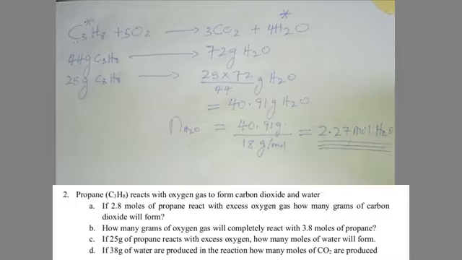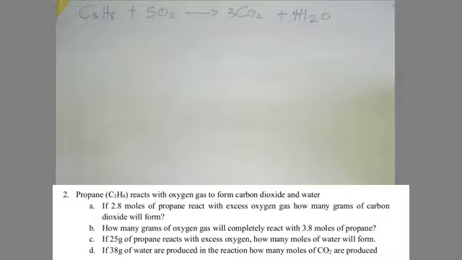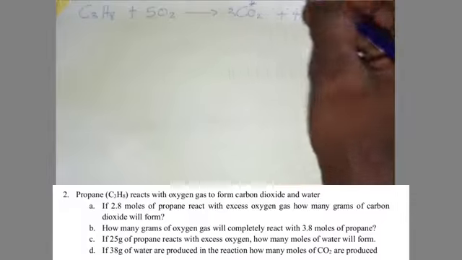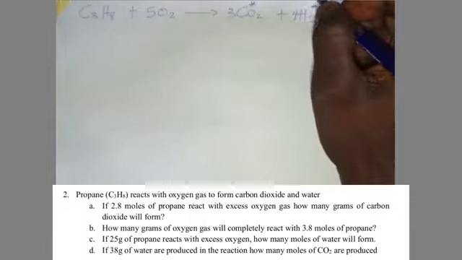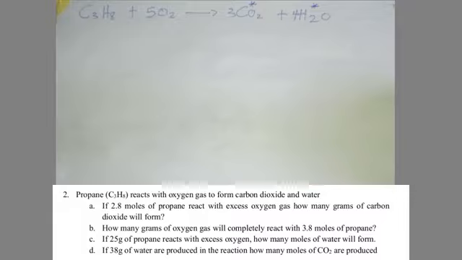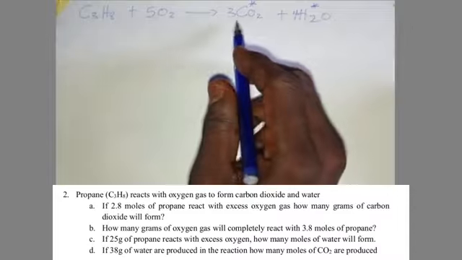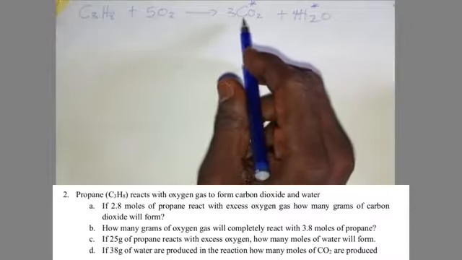Let's go to the D part of the question now. The D part of the question says, if 38 grams of water are produced in the reaction, how many moles of CO2 are produced? So the stoichiometry here connects the CO2 alongside the water. Now we are going to use a mass interpretation for this particular question, after which we convert our final answer to moles. From the balanced equation, we are going to convert this to grams.